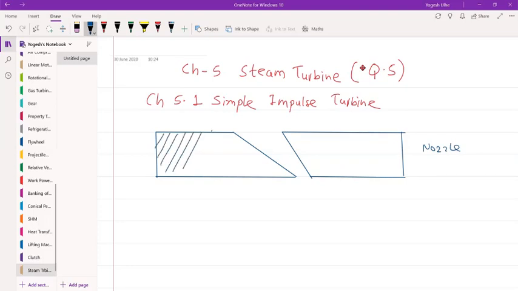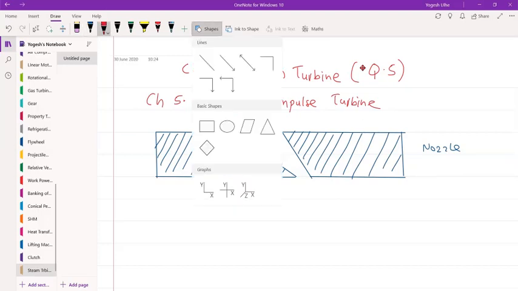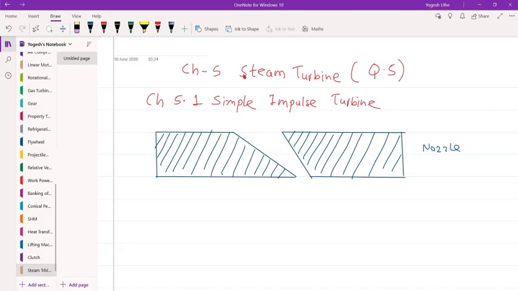Here I am showing hatching lines. Okay, Bodhi sir. Yes, sir. This is the nozzle of the simple impulse turbine. Steam leaves the nozzle with a velocity Ci. And here there is water. Guys, try to see the drawing. This is only a schematic drawing.